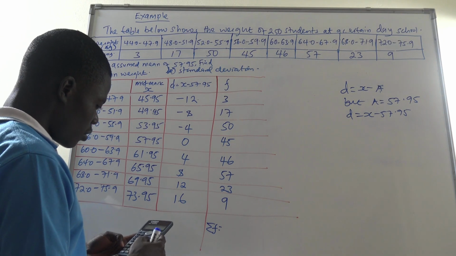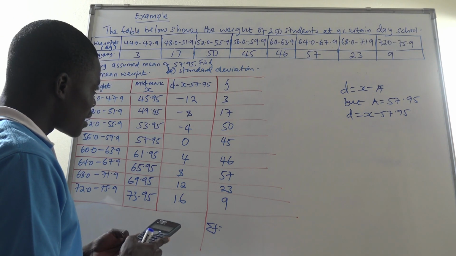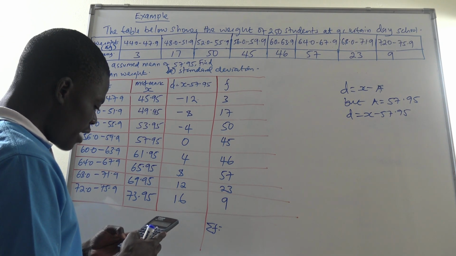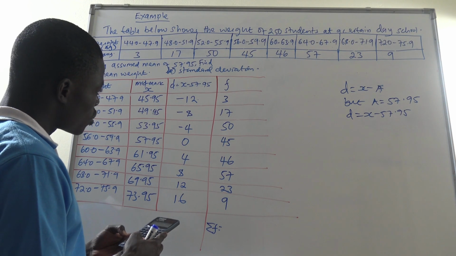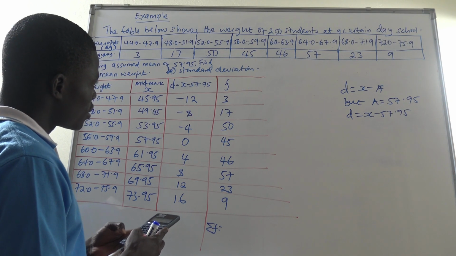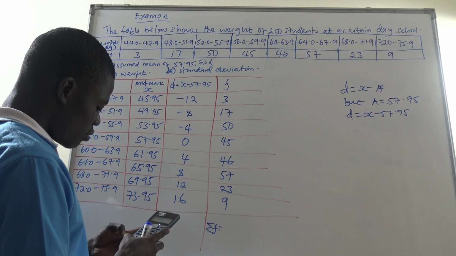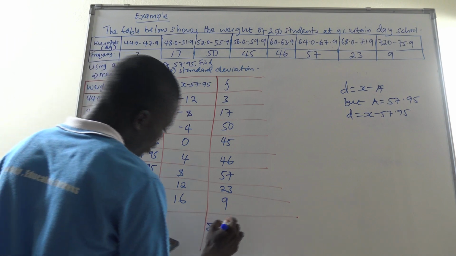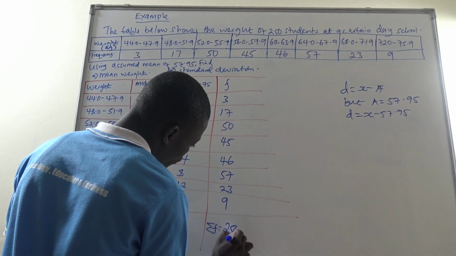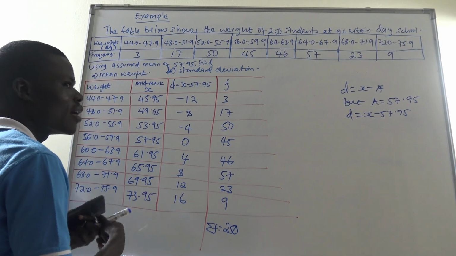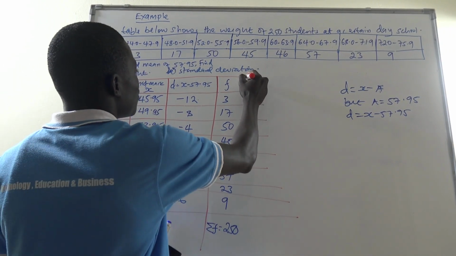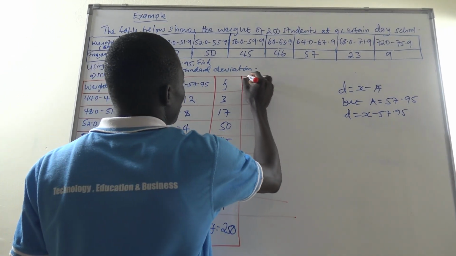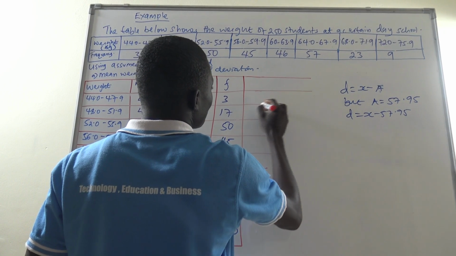So let us add 3 plus 17 plus 50 plus 45 plus 46 plus 57 plus 23 plus 9. The total answer is 250. Use your calculator to calculate this one. So after getting 250, we have one value, that is summation of f.